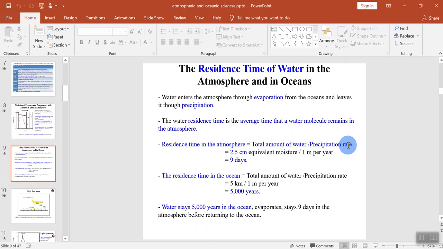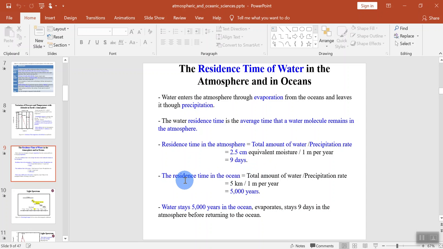So if you take a column going up in the atmosphere, doesn't matter its size, and you gather up all of the moisture in that column, there will be 2.5 centimeters worth of water. And then the precipitation rate is about 1 meter per year, averaged over the whole globe, averaged over the whole year. That corresponds to 9 days.